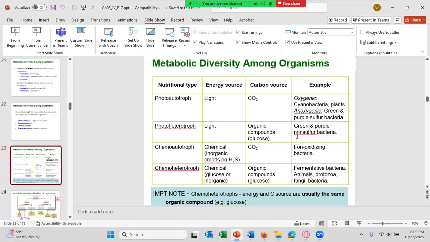Has anyone ever heard of the green non-sulfur bacteria or the purple non-sulfur bacteria? Anyone? Anyone going to comment?